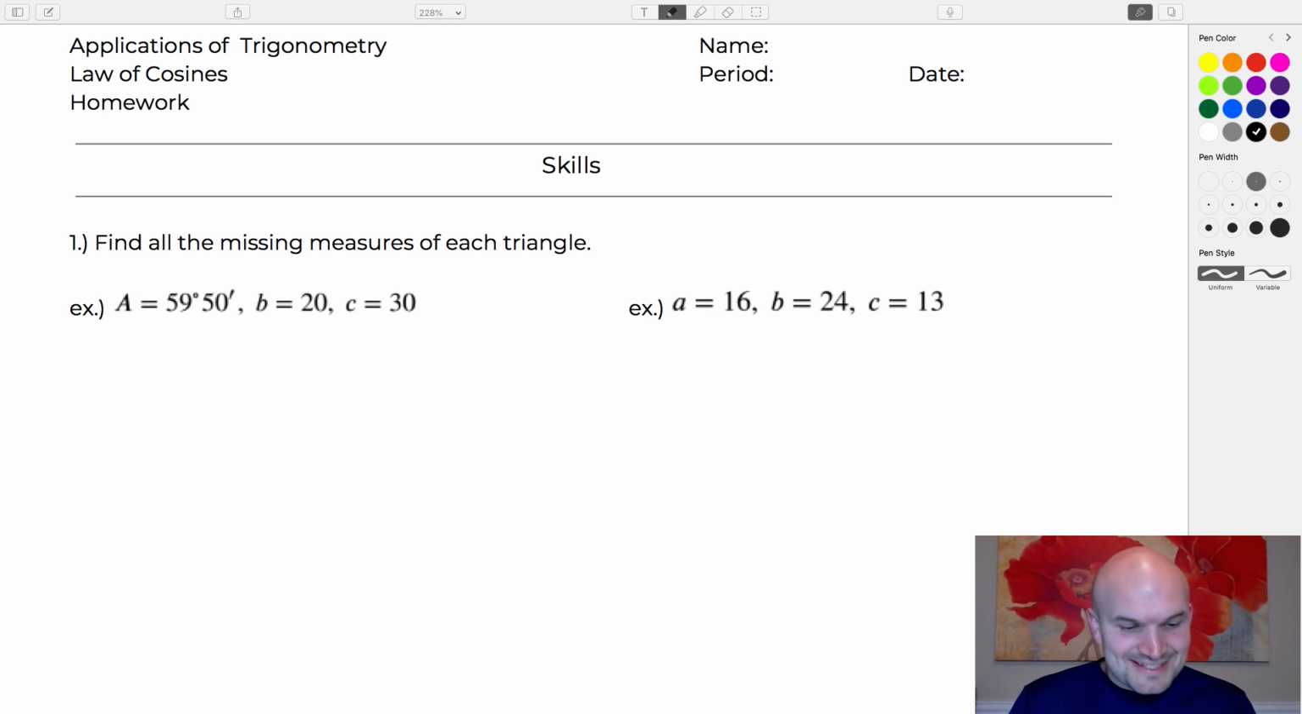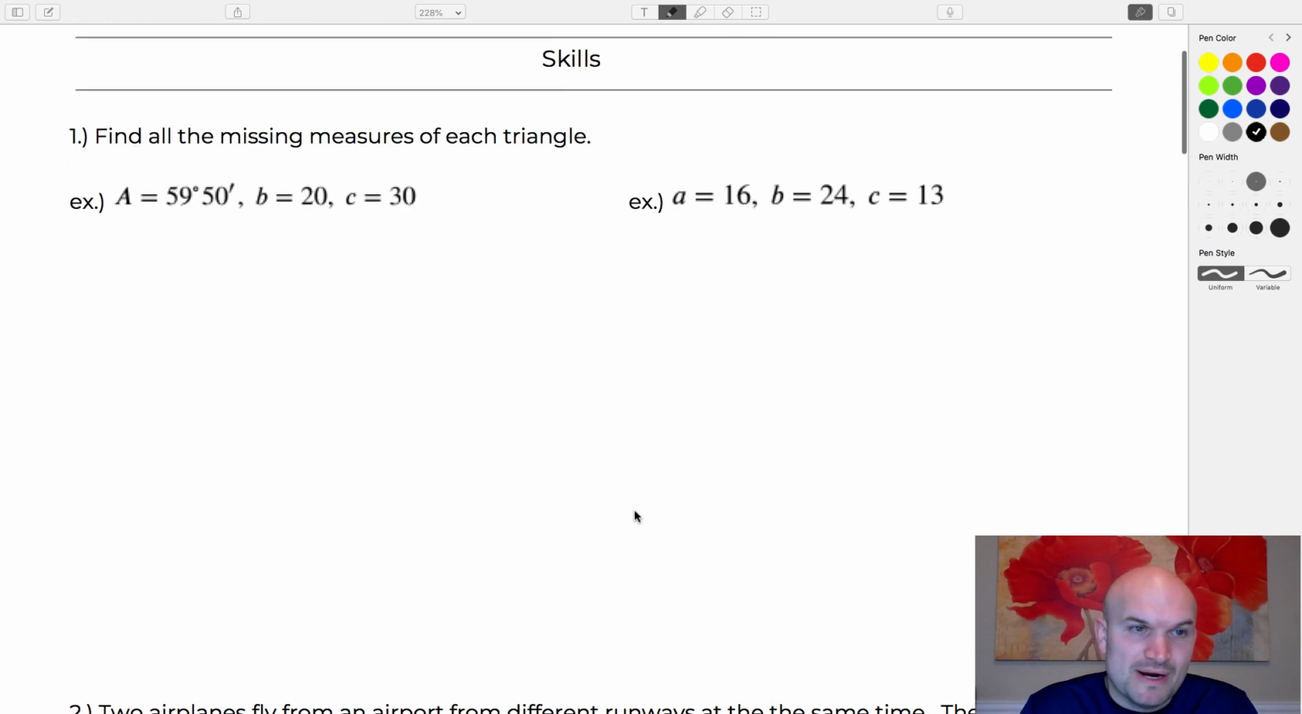Awesome. All right, guys, let's go ahead and get started. So the first one is find all the missing measures. I'm going to treat this as what I would be teaching my students, because they have a quiz next class period and the class period after that. So, preparing this like a quiz, if they had a problem like this, one of the things I'm looking for is creating a triangle.